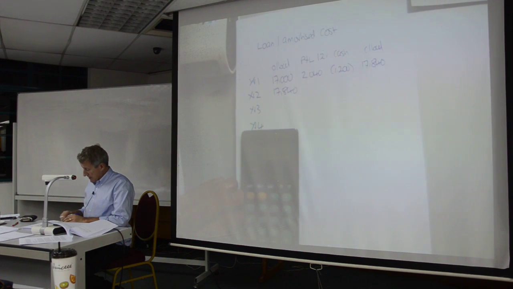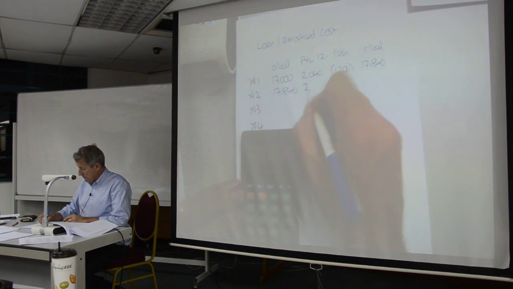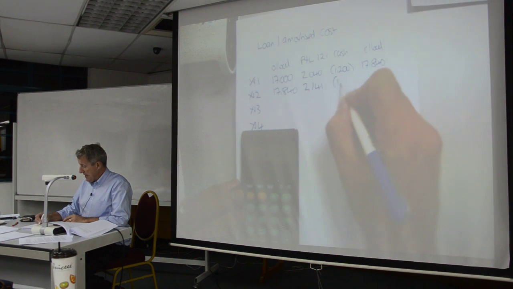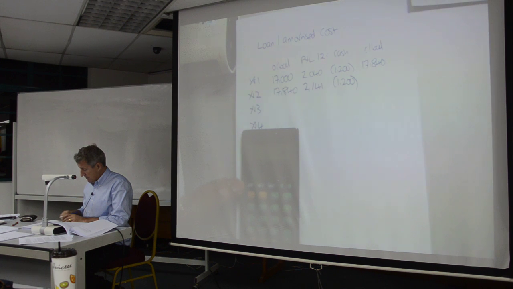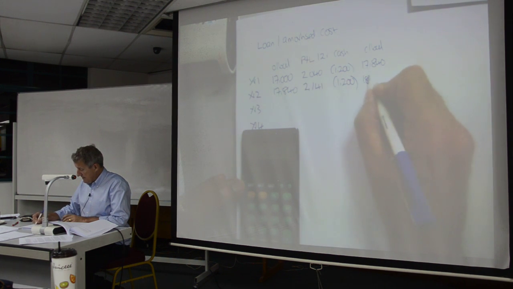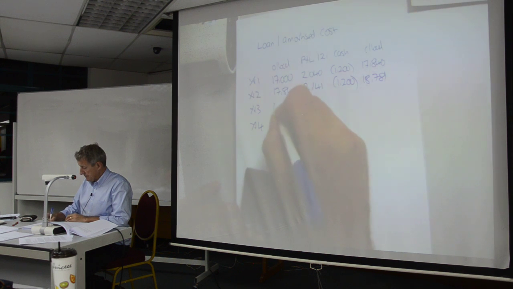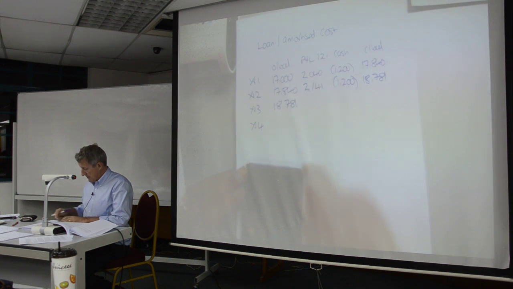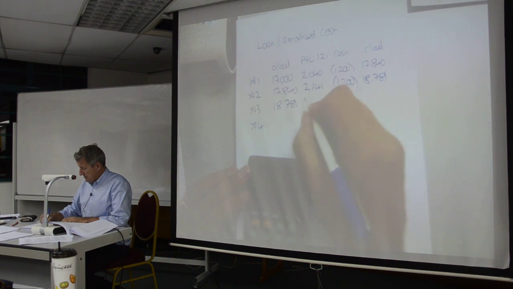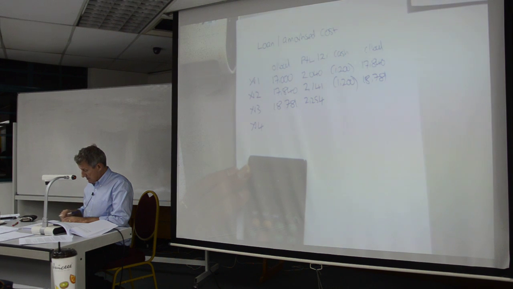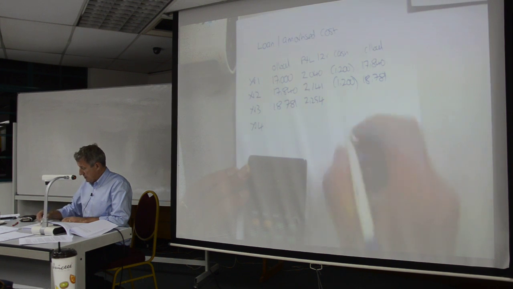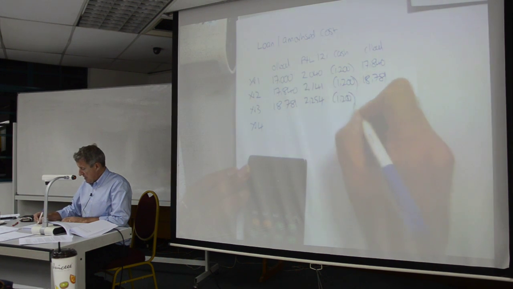$17,840 multiplied by 12% gives me a finance cost of 2,141. We're paying 1,200. 17,840 plus 2,141 minus 1,200, we get 18,781. 18,781 at 12% gives me 2,254. So 18,781 plus 2,254 minus 1,200 gives me 19,835.